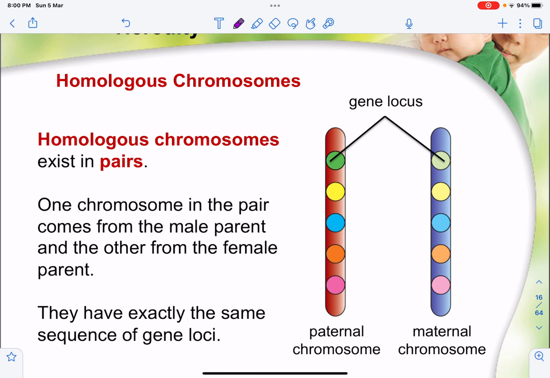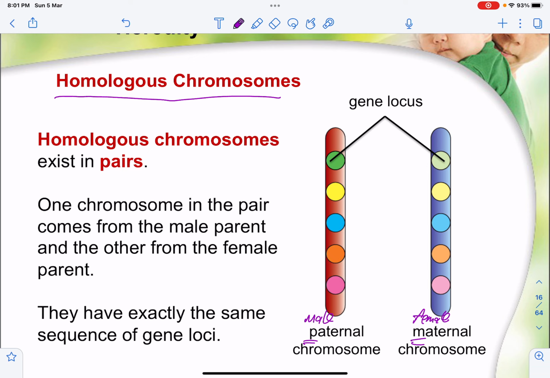Okay, and we usually use letters to represent the alleles. So for homologous chromosome, the meaning of homologous chromosome is that the chromosomes are in pairs, and one chromosome in the pair comes from the male parent, being the paternal, and the other is the female, which is the maternal. One way to remember it easily is that M represents mother, P represents papa, the father.